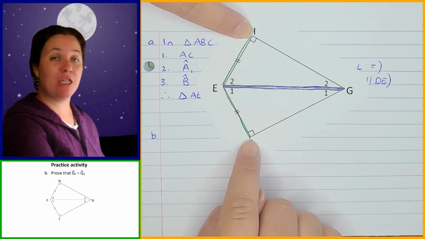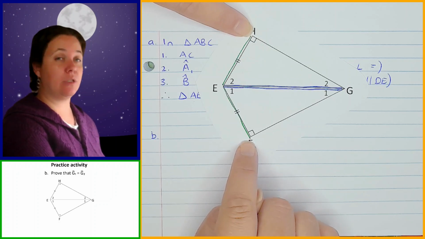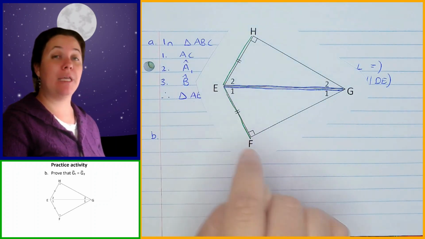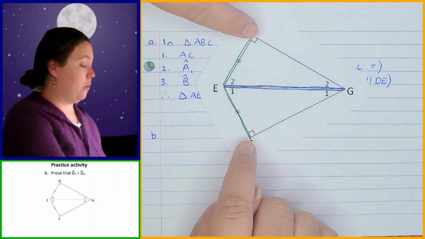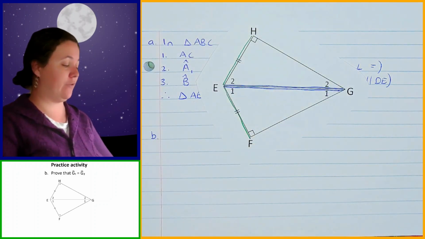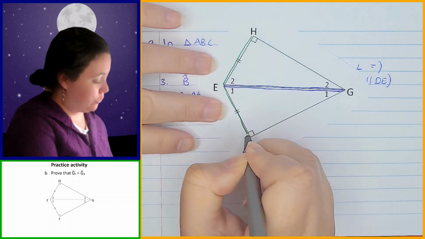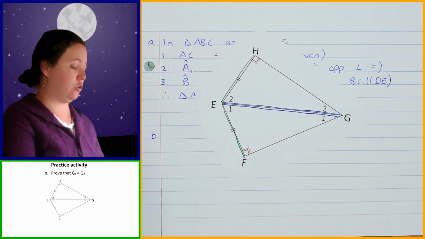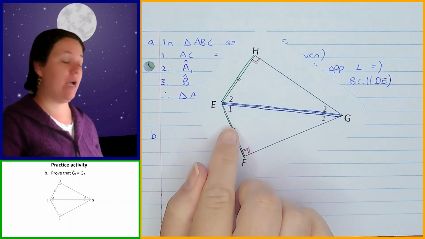Because remember, we have a special case for right angle triangles where we can prove that they are congruent if it's not the included angle. So it's right angle and the hypotenuse and the side. Okay, so over here, I also know that I've got these two 90-degree angles that are equal because they told me. Okay, so let's go and do our proof.